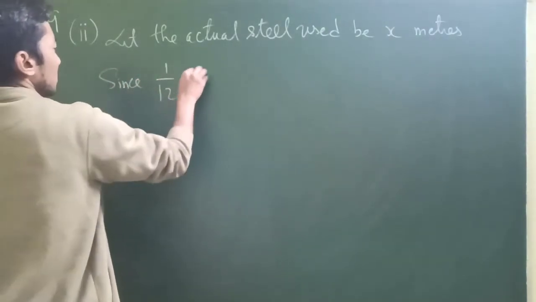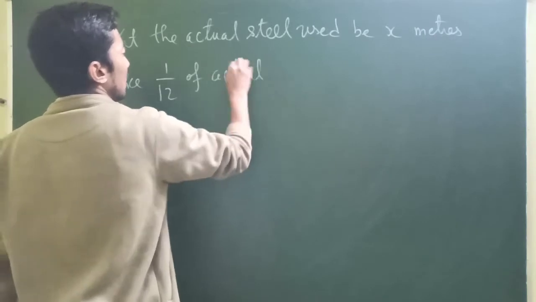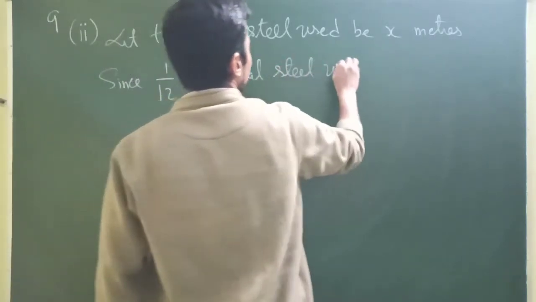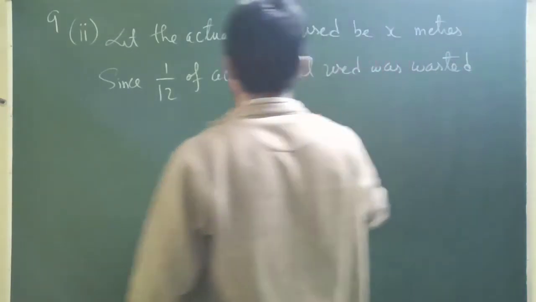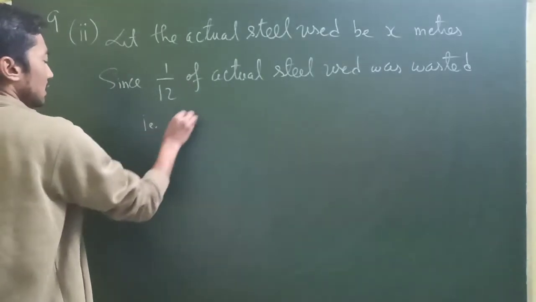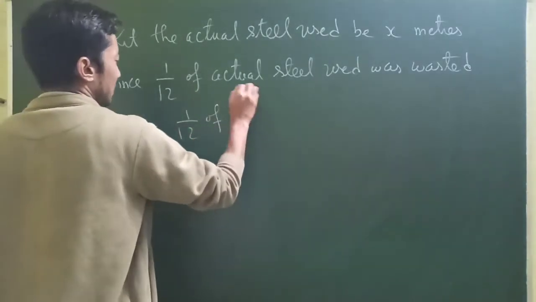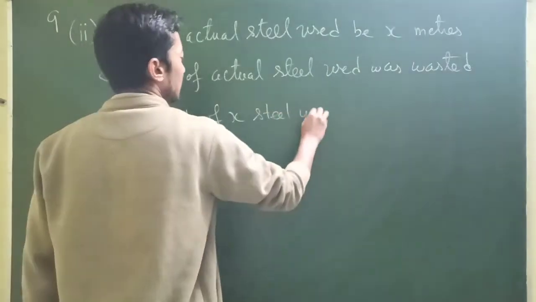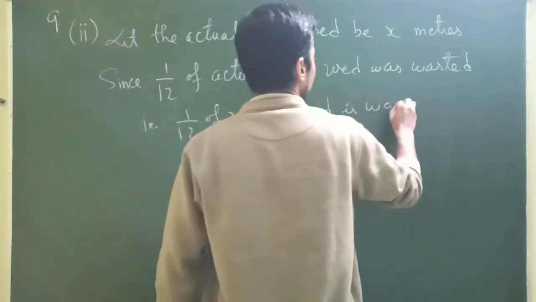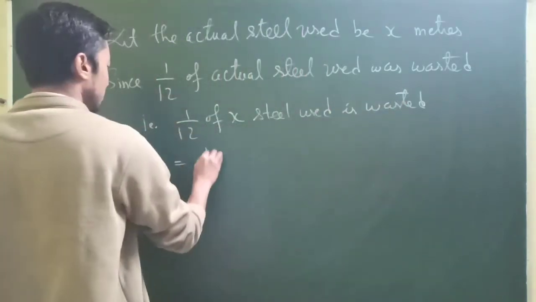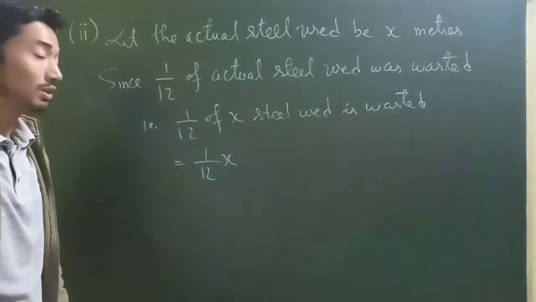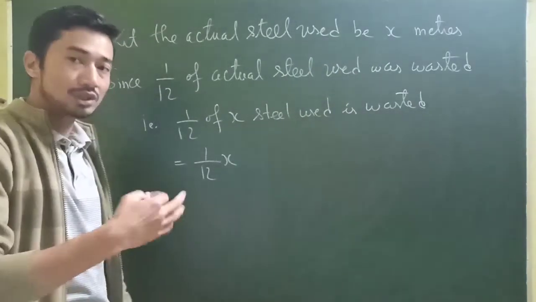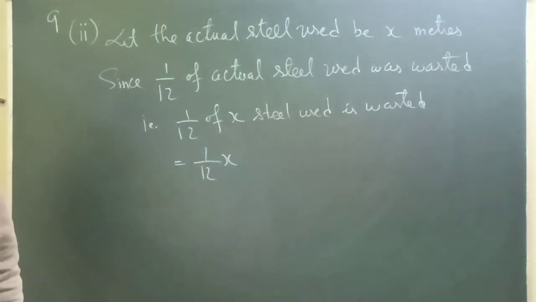Since 1/12 of the actual steel was wasted, 1/12 means what? That is 1/12 of x steel used is wasted, which is 1/12 x. So this is the steel that was wasted. So how much of the steel was actually used?